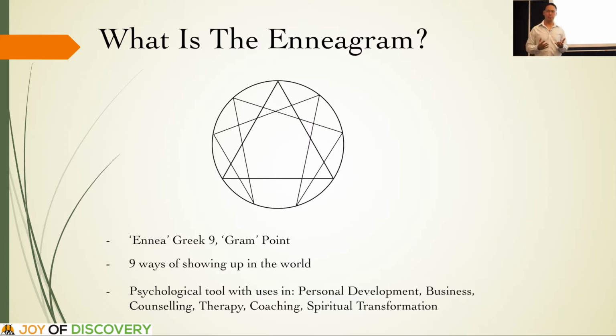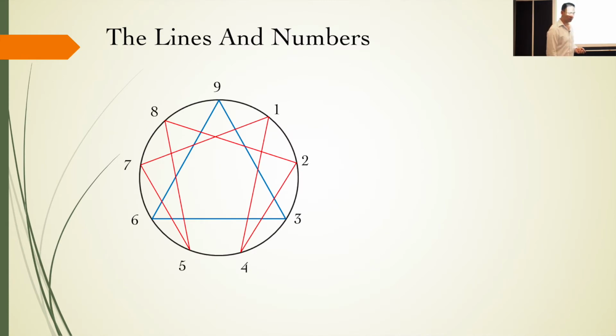This explains a lot of human behavior. It can be categorized quite neatly into 9 different patterns of behavior. So the Enneagram itself is a psychological tool which is used in personal development and business. A lot of Fortune 500 companies use the Enneagram. At the same time, it's used in counseling, one-to-one therapy, and coaching. It's also used in spiritual direction, for personal and spiritual transformation. So the applications for the Enneagram are immense, but you have to know what it's about and what it's for.